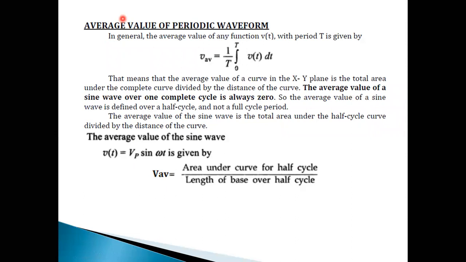Why? Because it covers the positive half cycle and the negative half cycle, and the average becomes 0. That's why, to calculate the average value, I choose only half of the time period. This is the format for the average value calculation: V average is equal to 1 by T, integral 0 to T, v of t dt. In school we learned this. The average value is the area under the curve for the half cycle divided by the length of the base over the half cycle. This is the basic rule.